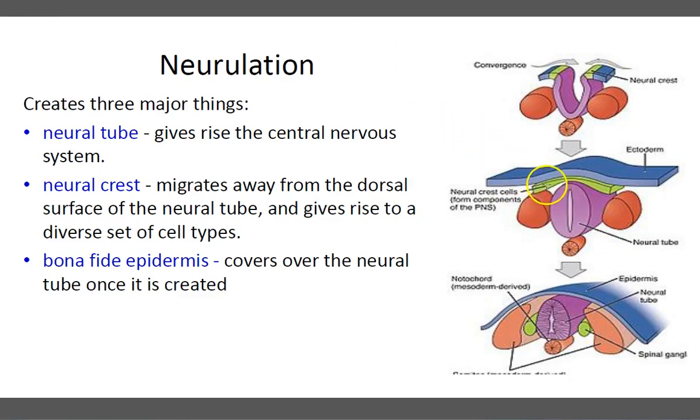Later on, the neural crest will start to migrate. It will detach from the ectoderm and start to migrate. And once it migrates, later, it will form the spinal ganglia, which will become part of your peripheral nervous system.